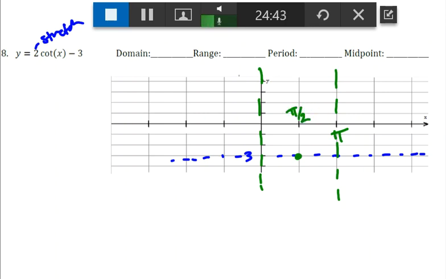All right, and then cotangent is decreasing, so on the left we should have our up point, but our up point is not up 1, it's up how many? 2, thank you. 2 up. And then our down point should be 2 down.